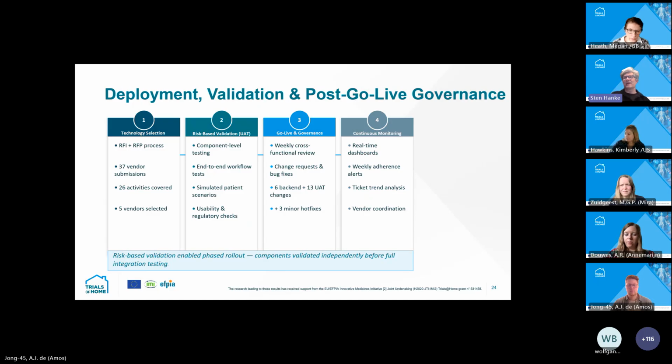And had also, like I said before, or showed before, quite a good monitoring about issues based on our tickets, and could also react here in near time to provide better information to all participants in the trial.